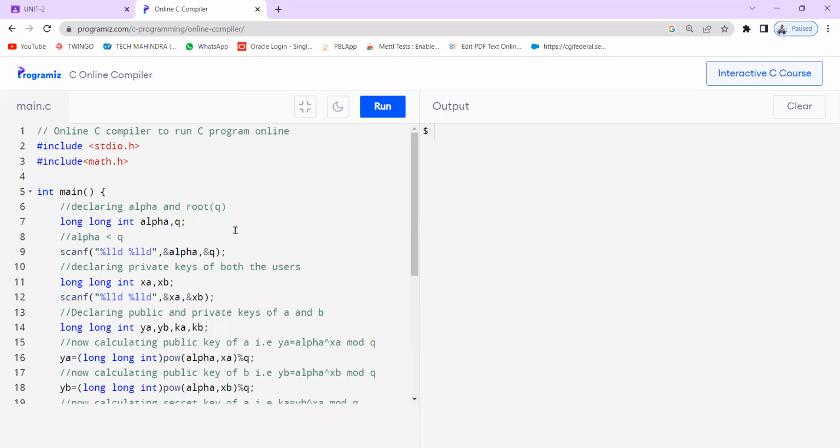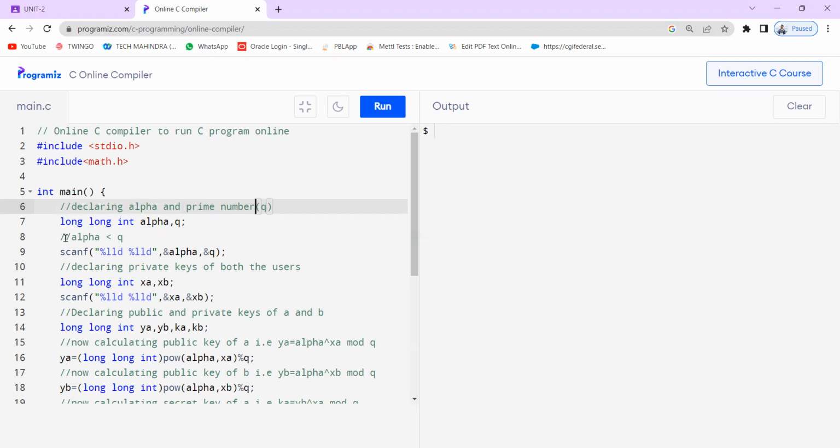Here we can see the C programming code for the Diffie-Hellman key exchange algorithm. We take standard input and output as the headers, and math.h, which contains various mathematical functions. In the main function, we will declare alpha, the root, and the prime number, which is represented by q.